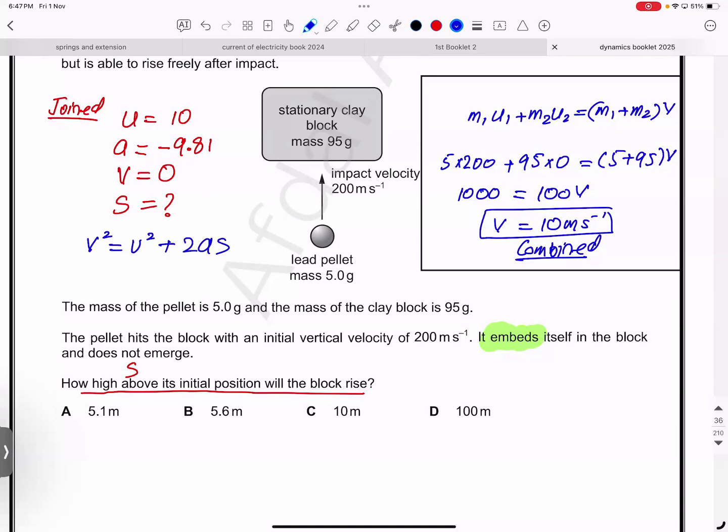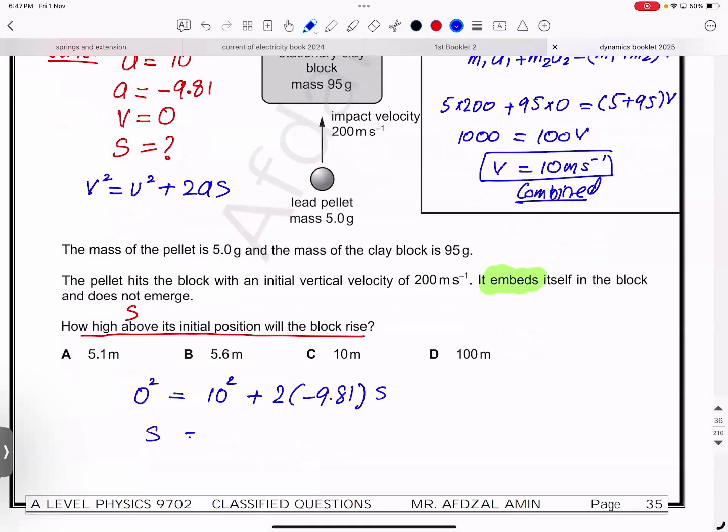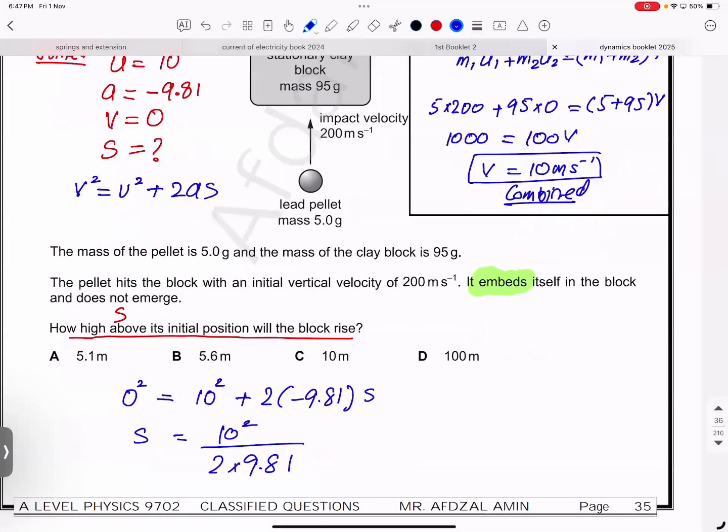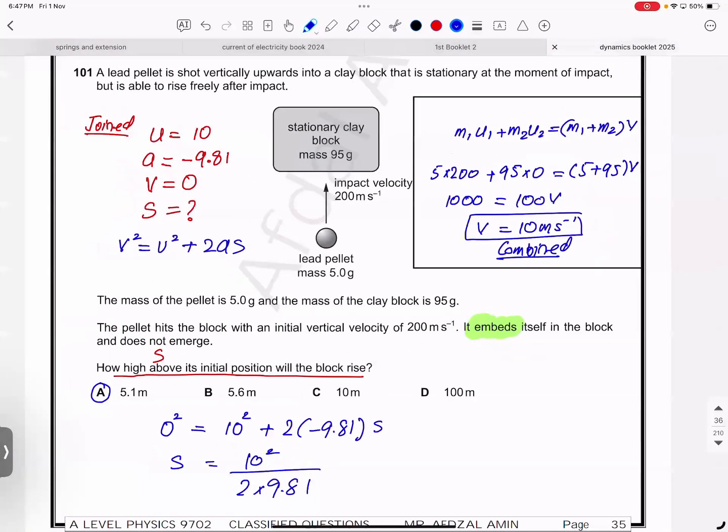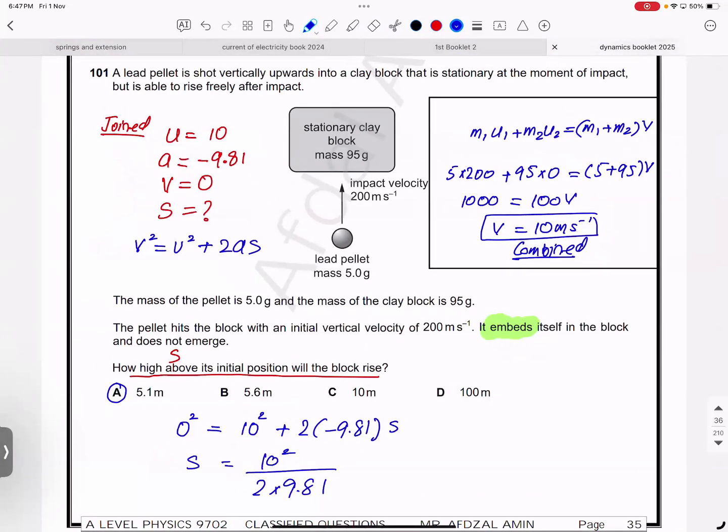Let's substitute the values, my dear. Find maximum height, final speed 0. Initial speed, they started to move at 10. Acceleration is negative 9.81. S we want to find. So when you rearrange, S is 10 squared over 2 times 9.81, which is 5.1. Is that A? Okay, this was a multi-step question, but solvable. Or you can also solve it by kinetic energy to gravitational potential energy, right? You can do that. But still you need to do step 1. Yeah. Correct.